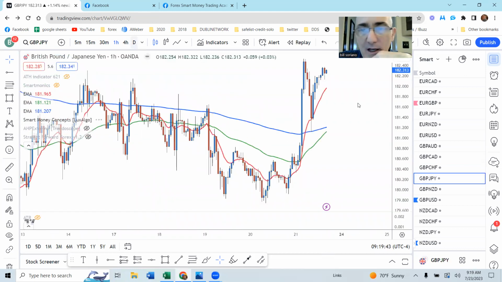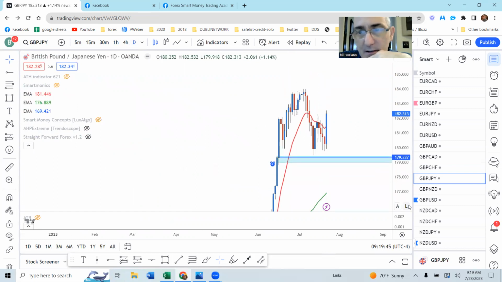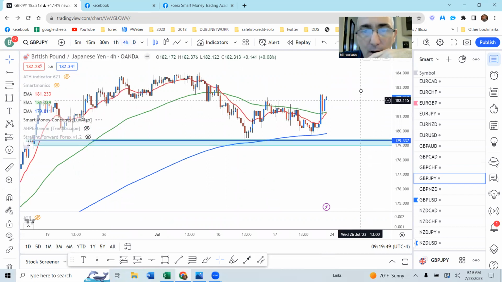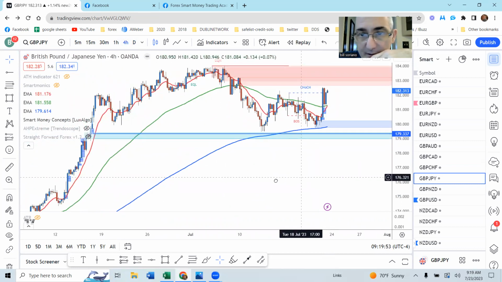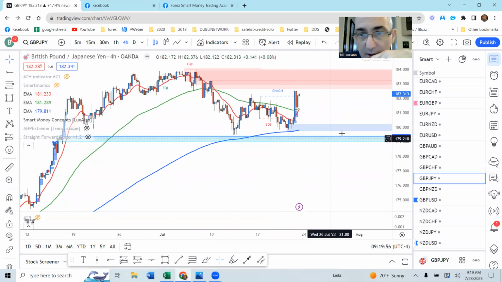GBP JPY on the daily. We are very bullish on the daily. We have this area here still marked up that has not been hit. So we're going to still wait for that.